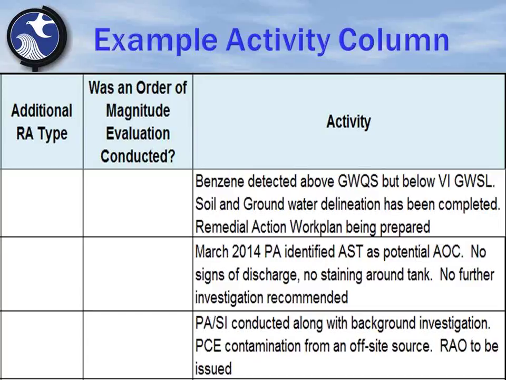PASI conducted along with the background information investigation, PCE coming from an off-site source, REO to be issued. That is perfect, and it's perfect because from reading that, it tells me everything I need to know about this particular AOC. When you say PASI was conducted, I know that you're telling me specifically I looked at all of my AOCs and we're not contributing to the groundwater problem. When I see background or SI, you're telling me the highest concentrations are off-site coming onto the site. You've accurately summed up what's going on with this AOC, and you did it in less than 3 lines. That's what we're looking for.